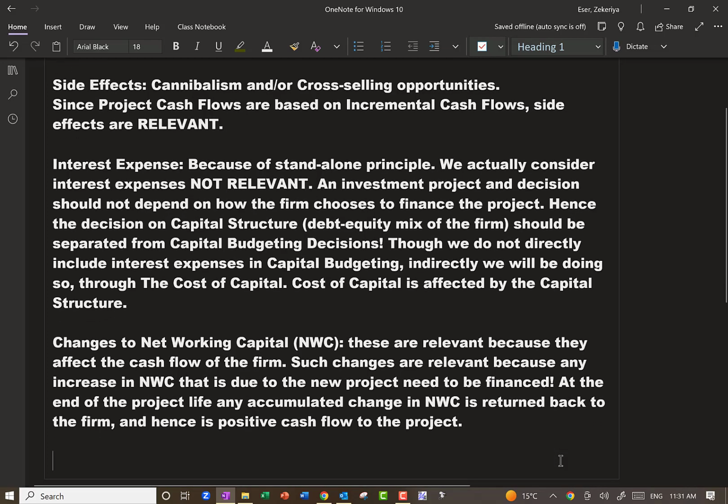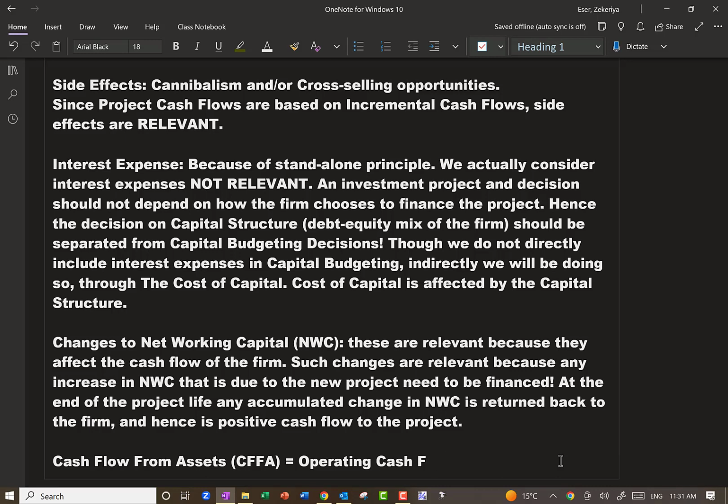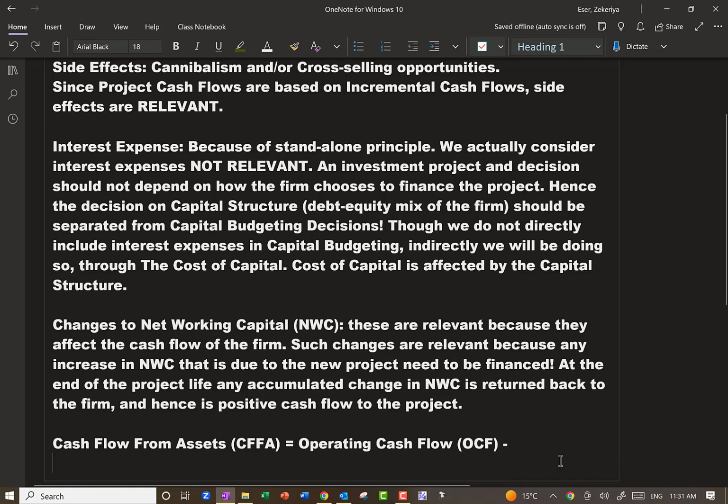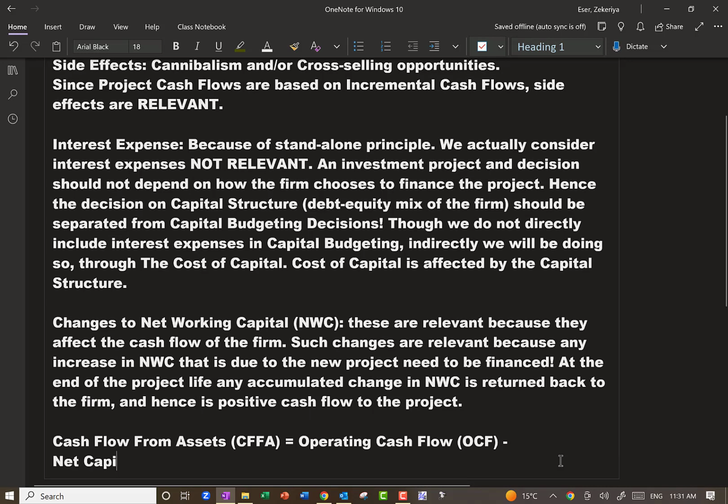And the cash flow concept we're going to use is cash flow from assets, which is equal to CFFA, operating cash flow, minus net capital spending minus change in net working capital.